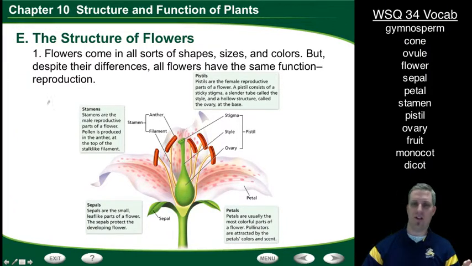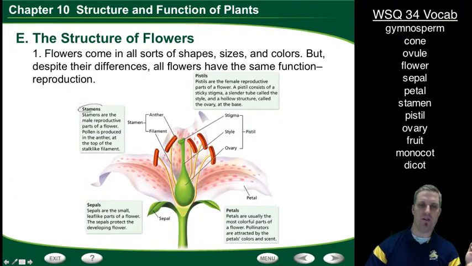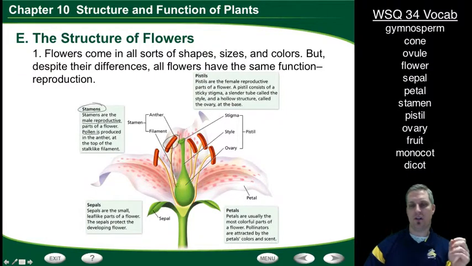We'll start with the male reproductive portion of the flower, called the stamen. The stamen is the part of the flower where pollen is produced, and ultimately that pollen is going to be moved by animals, insects, or wind to another flower. But that's going to happen in the anther, and there's a long stalk-like tube that holds the anther up off the base of the flower called the filament. The anther and the filament make up the stamen.